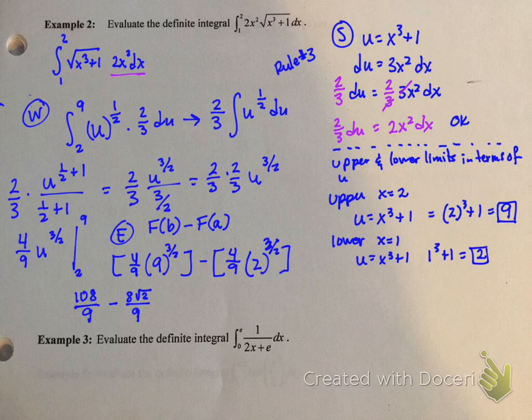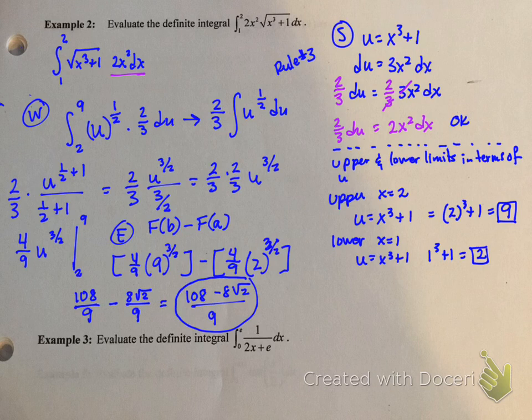8 radical 2 over 9. And I got 8 radical 2 over 9 because if you take the square root of 2 and then you cube that, you get 2 radical 2, times 4/9 will give me 8 radical 2 over 9. So since I have a common denominator, all I have to do is basically subtract across the numerator. And here's your answer. So you can plug that into your calculator, make it a decimal if you so choose.